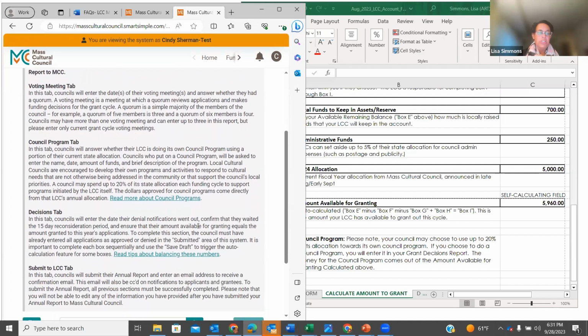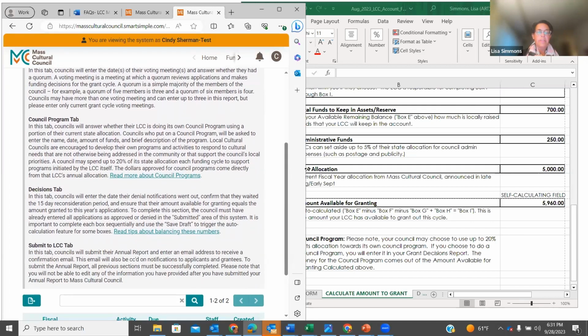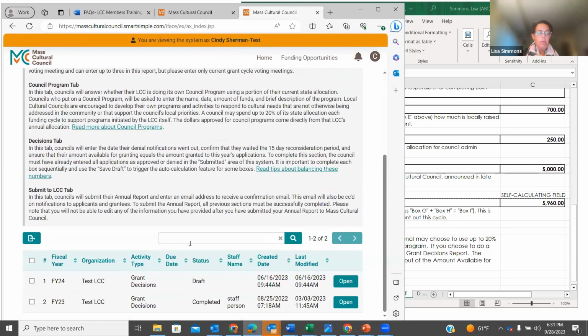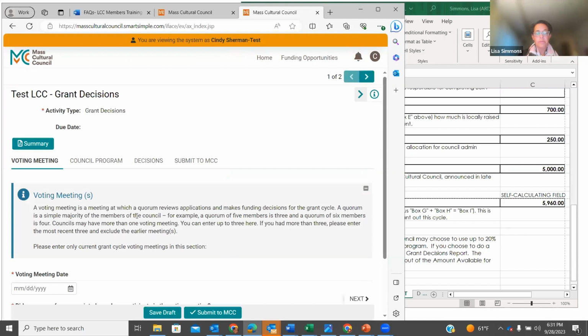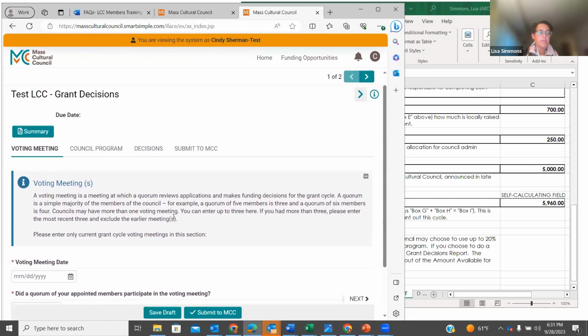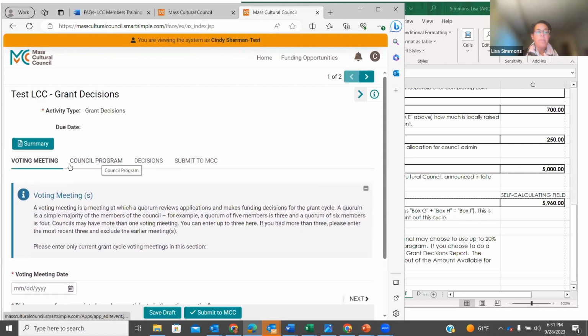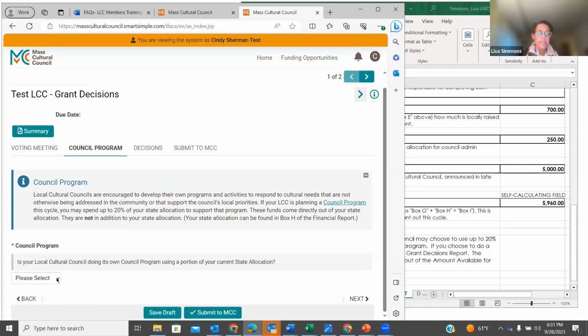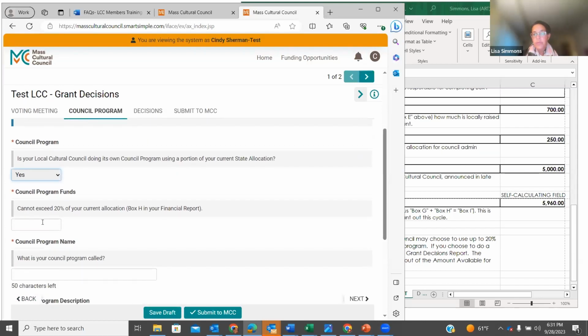Again, really great instructions are given to you on this tab, but you're going to open up your grant decisions once you have had your voting meetings and you're making your decisions. You're going to put in your voting dates, and you're going to make sure you have a quorum. But right here in this area where it says council program, this is where you're going to say, is your council doing a program? Yes, it is. And then it's going to say, put in the 20% of your current allocation or some semblance of that. It doesn't have to be the full 20%. But this is where that amount is going to go in.